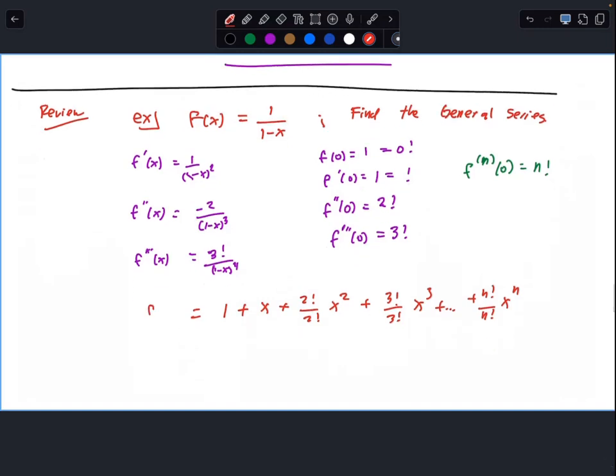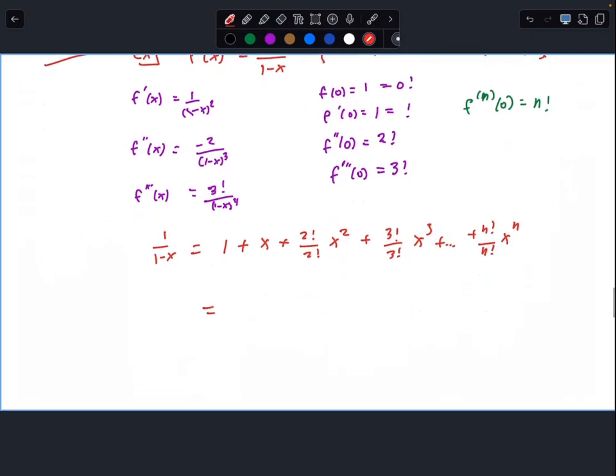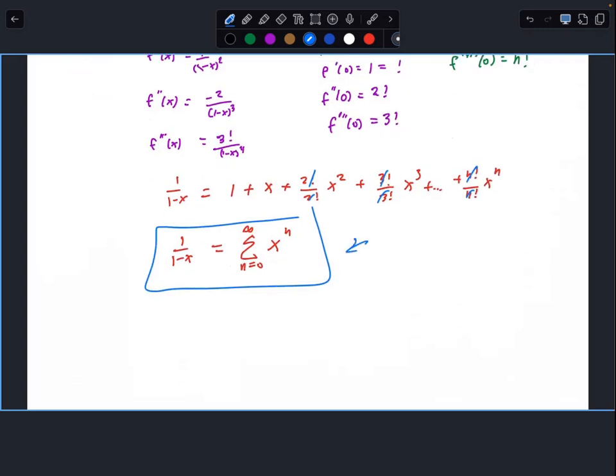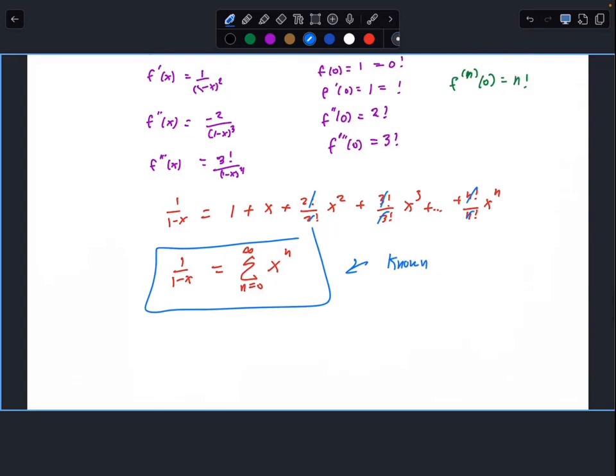Our function, 1 over 1 minus x, is equivalent to this, which is just a way of saying that 1 over 1 minus x can be rewritten as the known Maclaurin series, the summation from n equals 0 to infinity of x to the n, because all these factorials cancel. We refer to this as one of our known Maclaurin series.